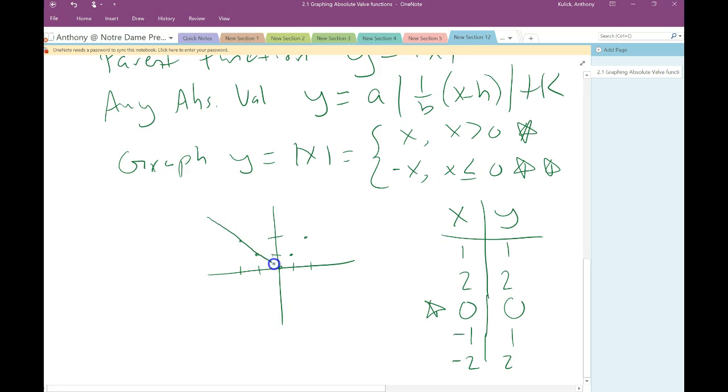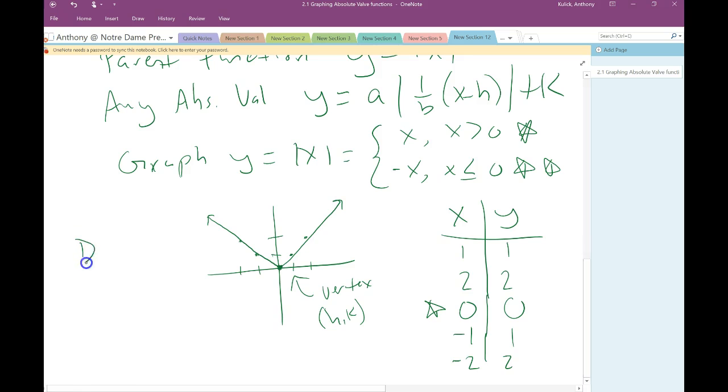So the graph of my absolute value function is this V shape here, where you have 2 straight lines that are intersecting at this point. Just like for quadratic functions, we call this point the vertex. And it turns out that, just like quadratic functions, the vertex is going to correspond to the values for h and k.